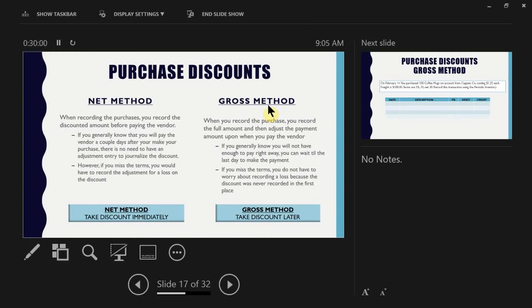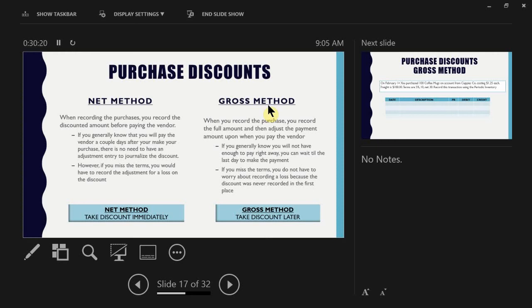Whereas the gross method, right? You don't take the discount right away. You just wait till you actually have enough money to pay for it. Then if you make the discount, then great. If you didn't make the discount, then no problem, okay? So you don't take the discount until later on.